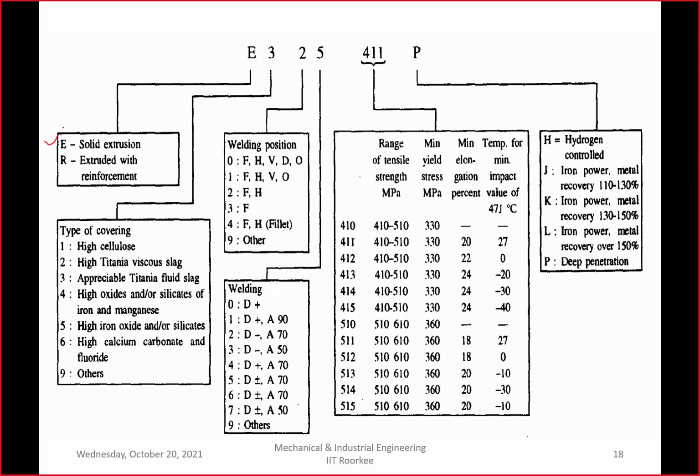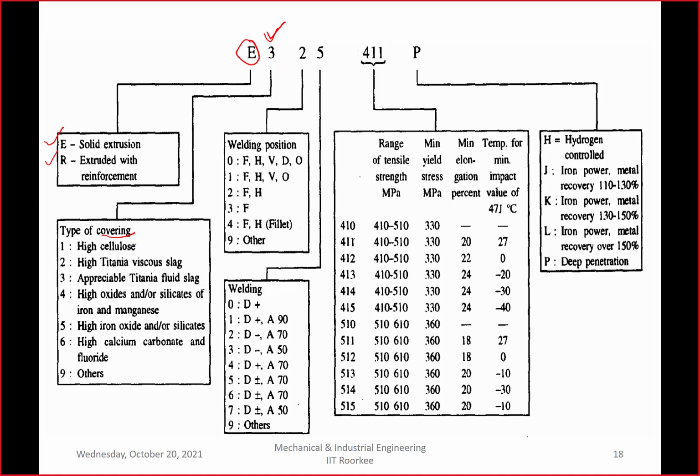What you can see here is this. We can use the letter E or R. E stands for extrusion method, or extrusion followed by the reinforcement of certain constituents. When it is E, it shows that the electrode has been produced using the solid extrusion method. The second character is the number which shows the type of the coating. Okay, so here it is 3, which means the appreciable titanium fluid slag type of the coating.